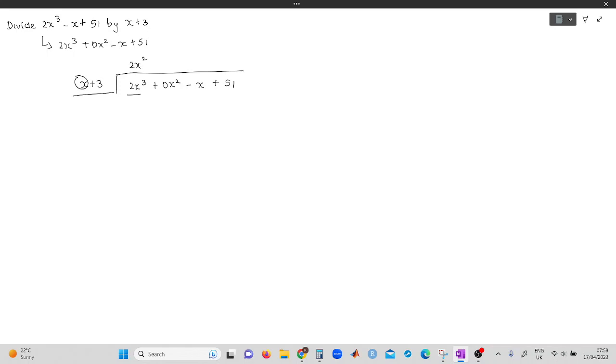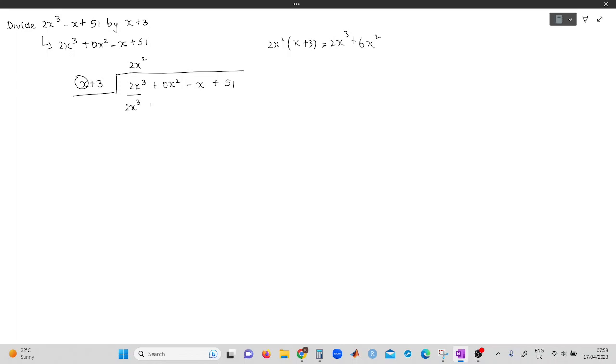Afterwards, what am I going to do? I will multiply by x plus 3. So 2x squared, I will multiply with x plus 3. If at the beginning you have difficulties multiplying directly, you can do your calculations here. You won't be penalized.